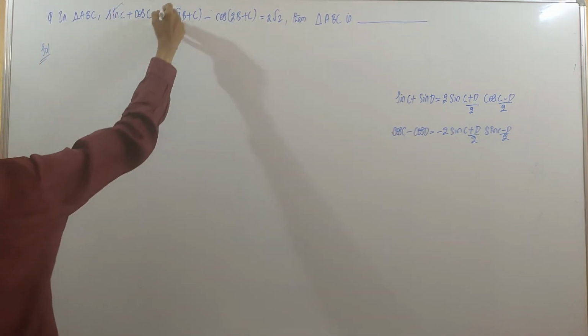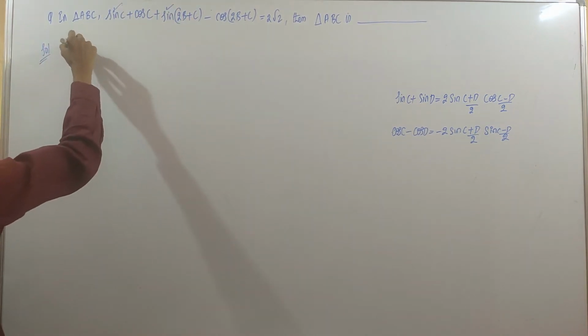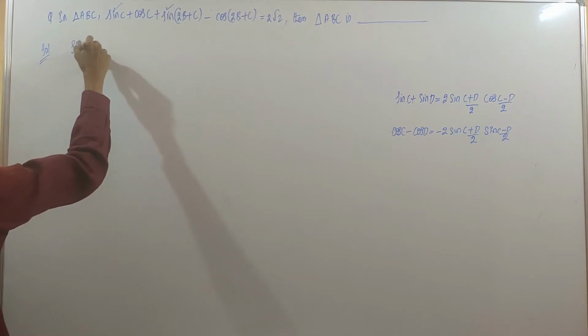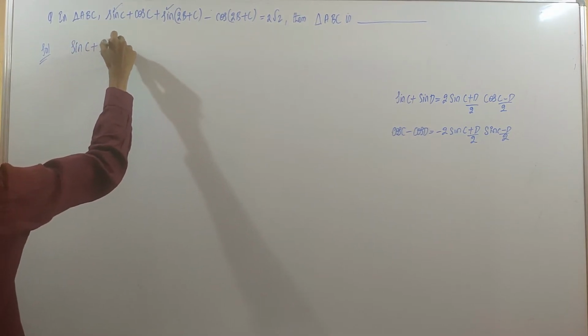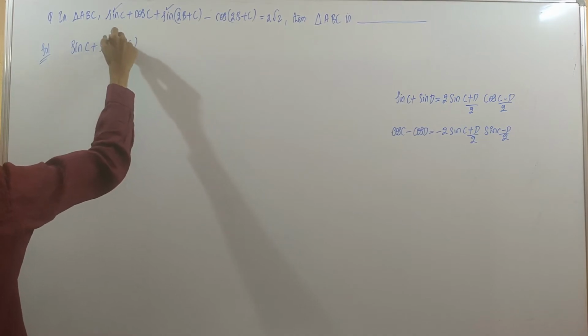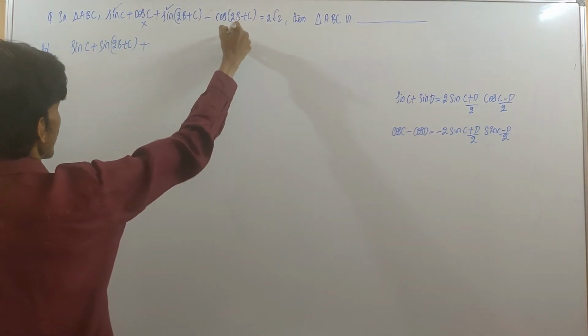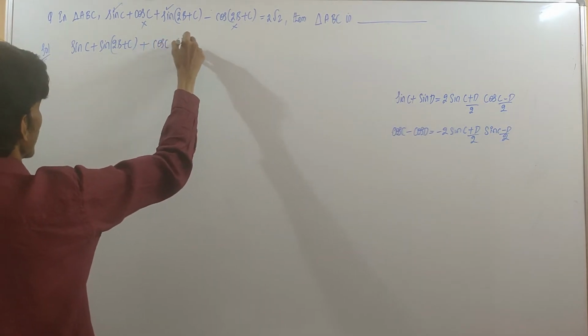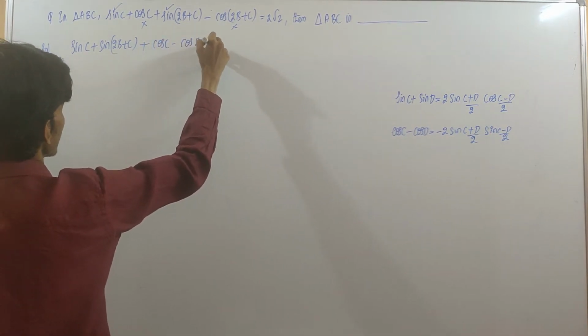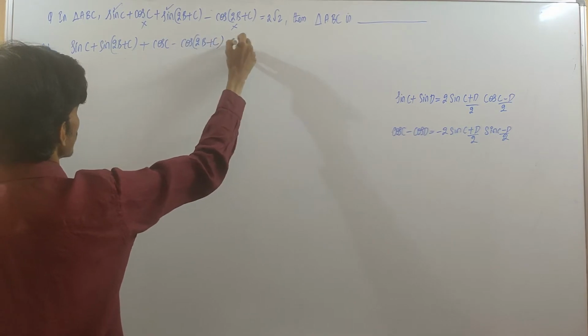Now we have sin here and sin here. So write down sin C plus sin (2B plus C), plus these two terms cos C and this term cos C minus cos (2B plus C) is equals to 2 root 2.